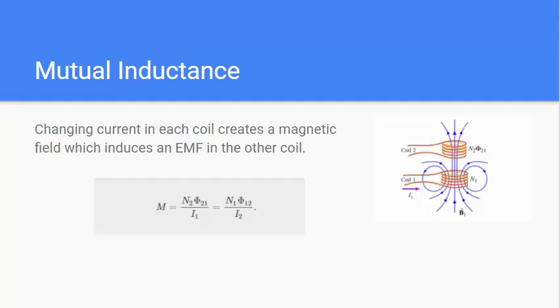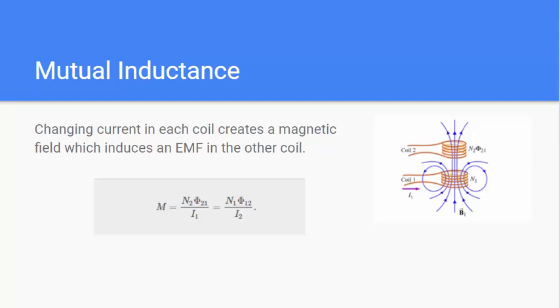So mutual inductance, you can see that we've got two different coils. You've got a coil with a current in it, and it's created a magnetic field, and the moving charges created the field. And then some of that field goes into the second coil and creates a current in the second coil, which leads to the EMF. And the equation for it, you can see, is right here. So mutual inductance is the number of turns in one of the coils times the flux divided by the current in the coil. And that phi21 or phi12 is the flux.